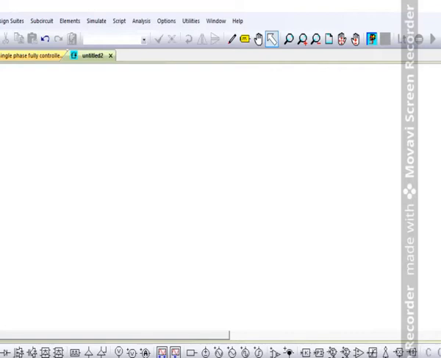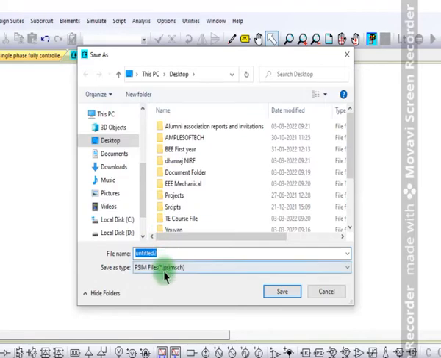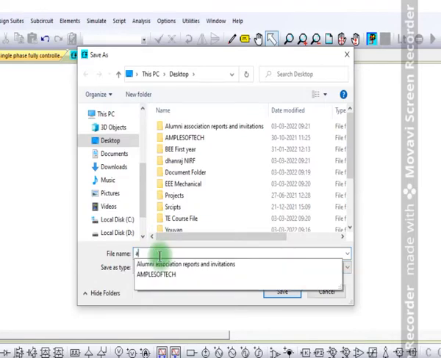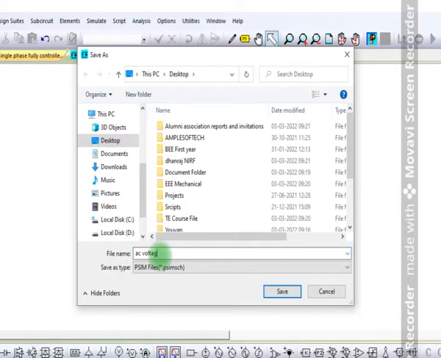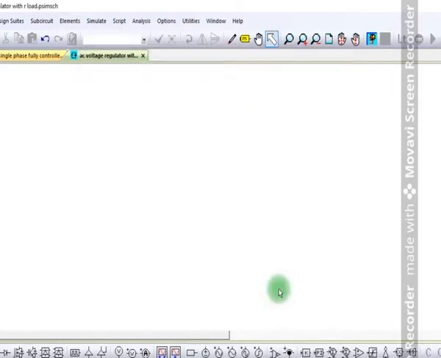Now here we'll come for this particular tab, that is we opened it as a new, and you just save it. Okay, so the name is AC voltage regulator with the resistance as a load. Save it.